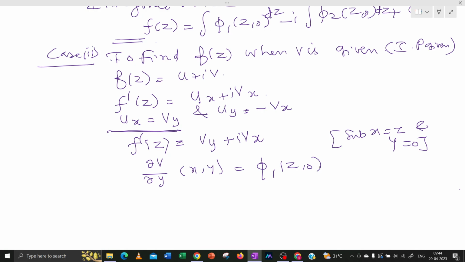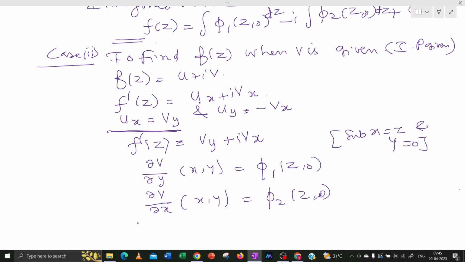So you will get dou v by dou y of x comma y equal to phi 1 of z comma 0. Why this substitution? Because we are substituting x equal to z and y equal to 0, because we need to find f dash of z. To find f dash of z, everything should be a function of z, then only we can integrate easily. Similarly dou v by dou x of x comma y can be written as phi 2 of z comma 0.